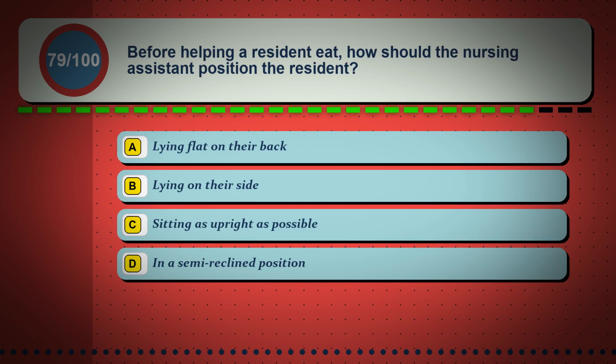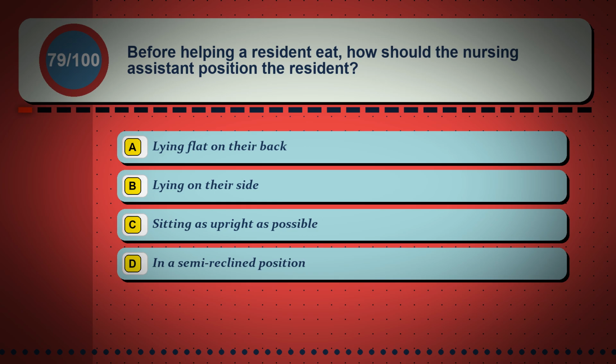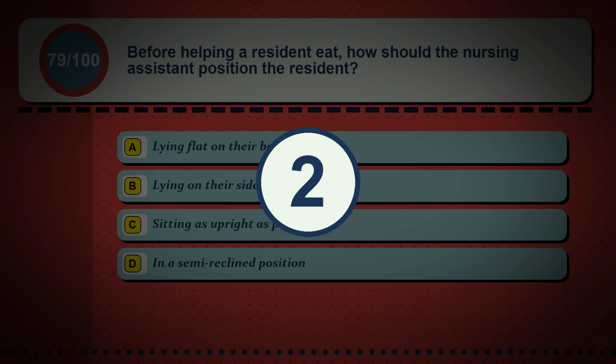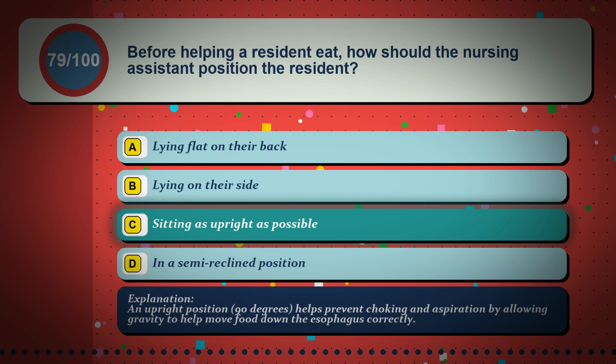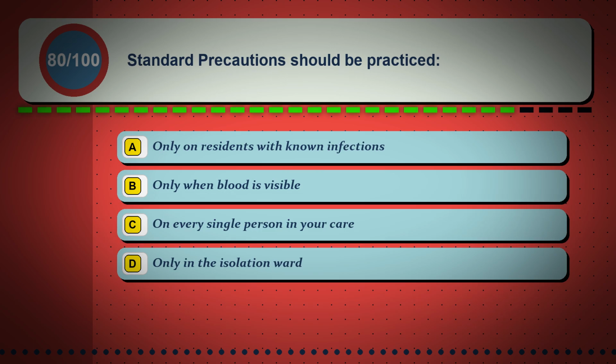Question 79. Before helping a resident eat, how should the nursing assistant position the resident? Option A, lying flat on their back. Option B, lying on their side. Option C, sitting as upright as possible. Option D, in a semi-reclined position. The correct answer is option C, sitting as upright as possible. An upright position, 90 degrees, helps prevent choking and aspiration by allowing gravity to help move food down the esophagus correctly. Question 80. Standard precautions should be practiced.